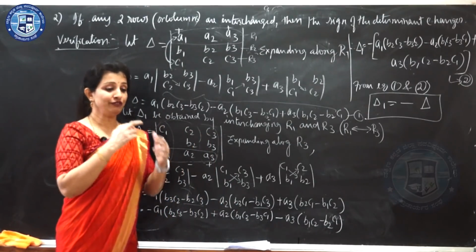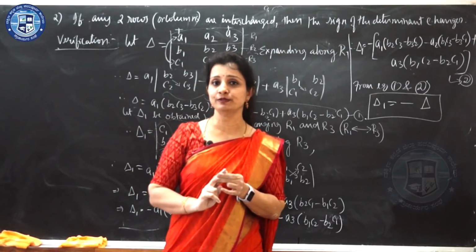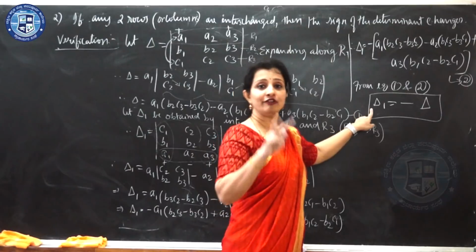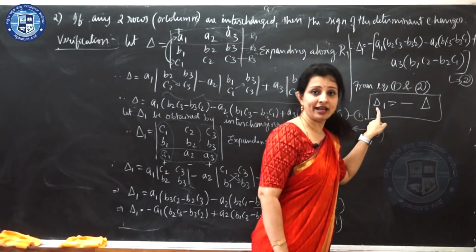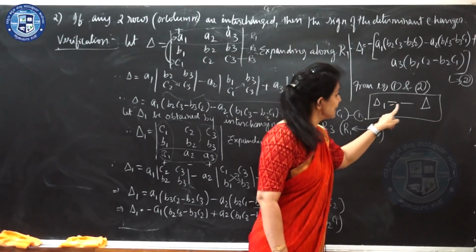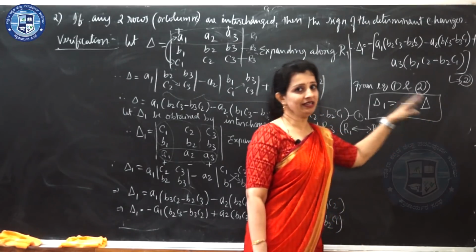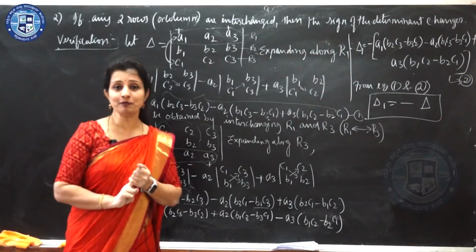Means if you interchange any two rows or any two columns, the sign of the determinant changes. When you interchange the two rows R1 and R3, we got delta 1. What is the value of delta 1? It is equal to minus of the given determinant, delta. Okay, so this is the second property. So you have learnt two properties.